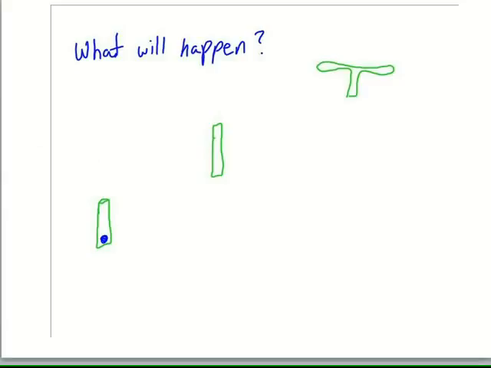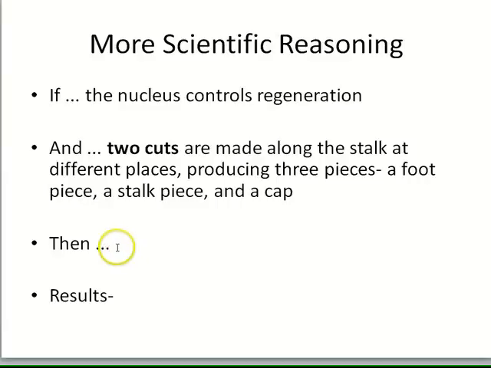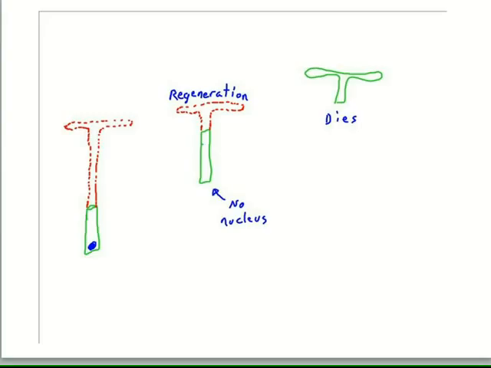Right? Now, we would put down here for our prediction then that the foot piece will regenerate, the other pieces will not. The results turned out to be interesting. These are the results. The foot piece did regenerate, but the stalk piece also regenerated a cap. And the cap dies just like the other experiment.